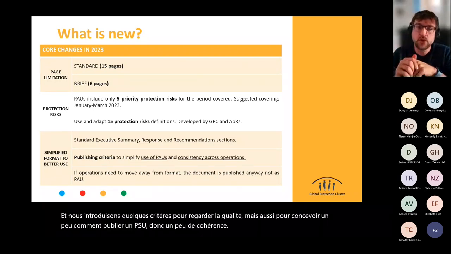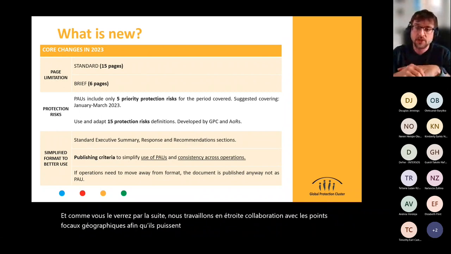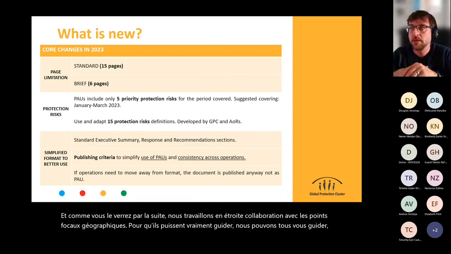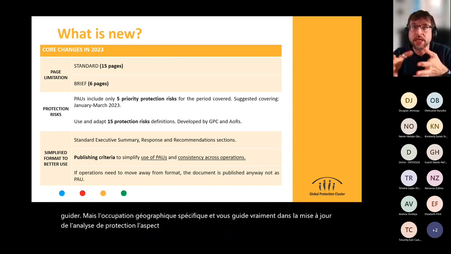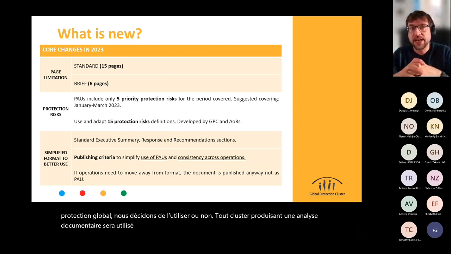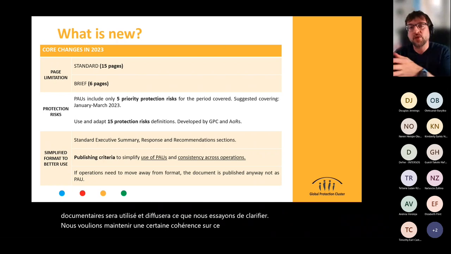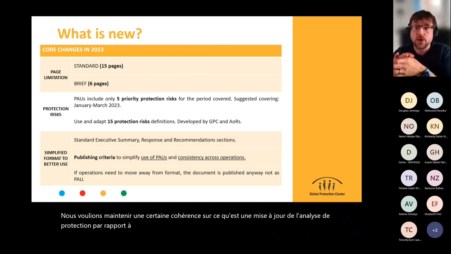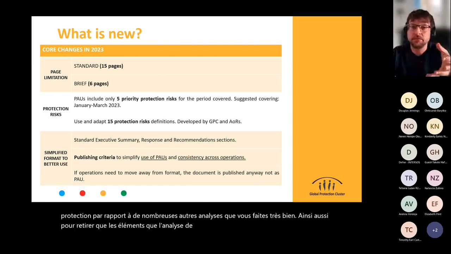As we will see afterward, we are working very closely with the geographical focal points, so they can really guide you. We all can guide you, but the geographical focal point specifically can really guide you in shaping the protection analysis update. The core aspect is that there is not going to be any vetting, meaning that it's not that if a document arrives at the global protection cluster, we decide to either use it or not. Any document of analysis produced in the cluster will be used and will be disseminated. What we try to clarify is that we wanted to maintain some consistency on what is a protection analysis update compared to many other analyses that you actually do very well. So also to take away the idea that the protection analysis update should be just the overall encompassing product.